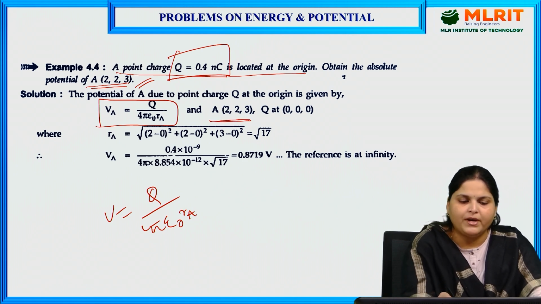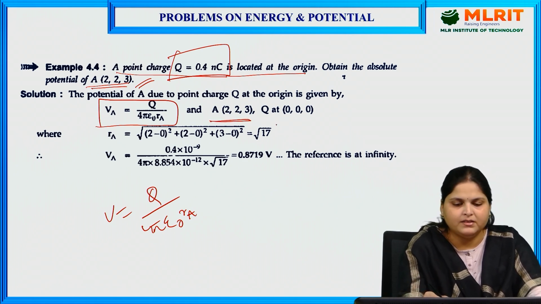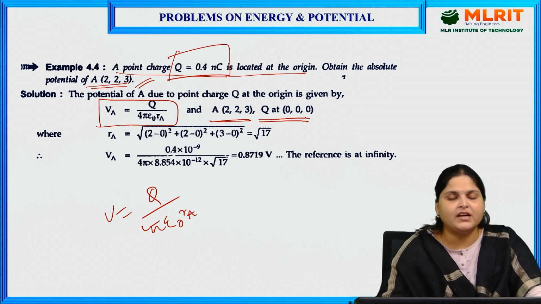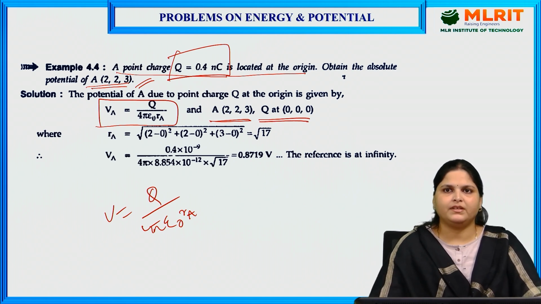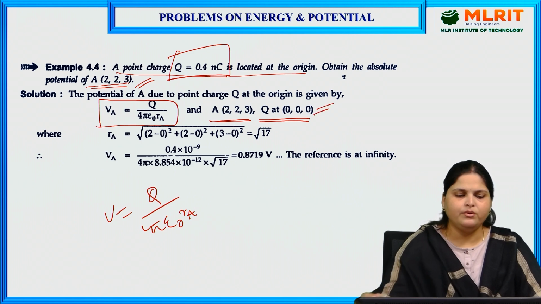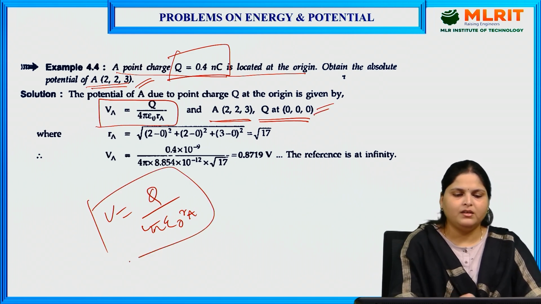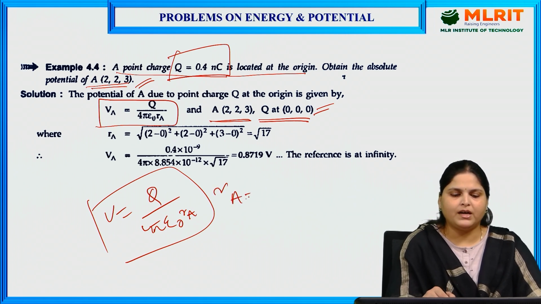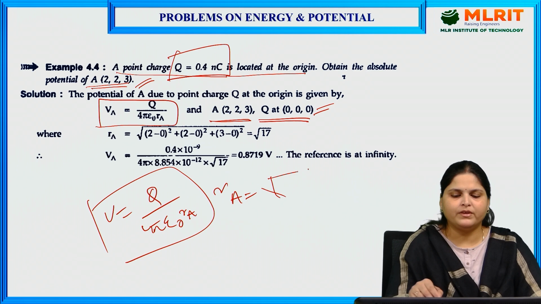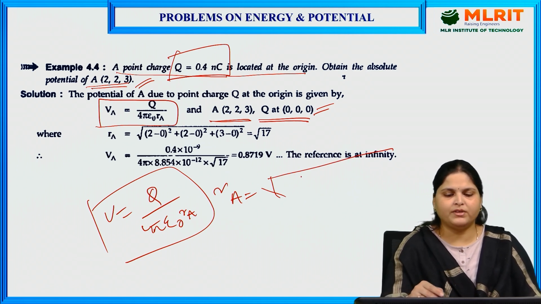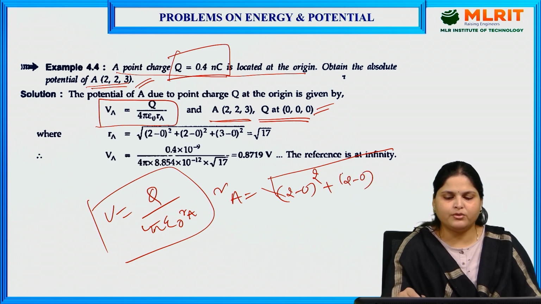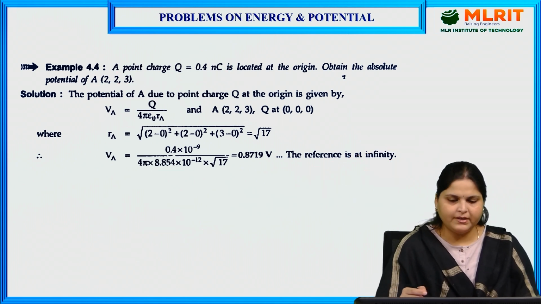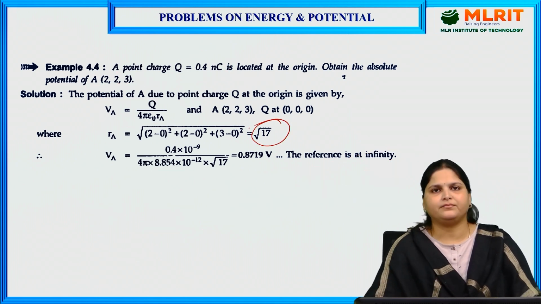A is the point where we need to find the potential, and the other point, or we can say the charge, is present at the origin. So the coordinates are 0, 0, 0. By this formula, Q is already available and the 4 pi epsilon naught value is known. We have to find the RA value. To find RA, we can take the help of mod RA. So it will become 2 minus 0 square plus 2 minus 0 square plus 3 minus 0 square. And when we solve it, we get the square root of 17.